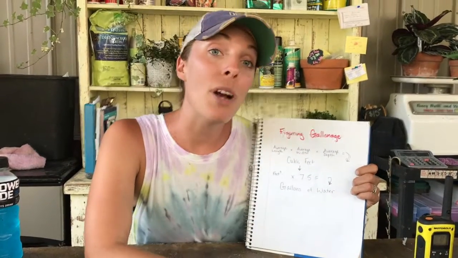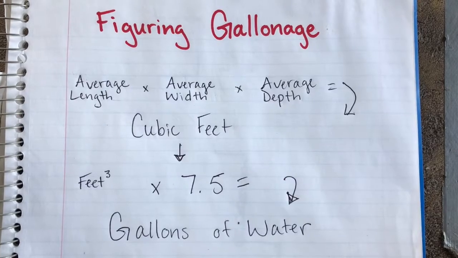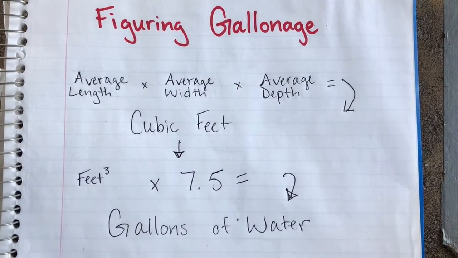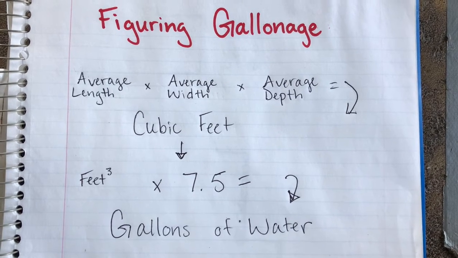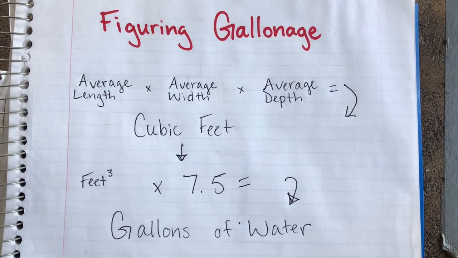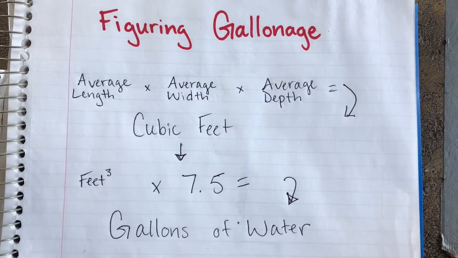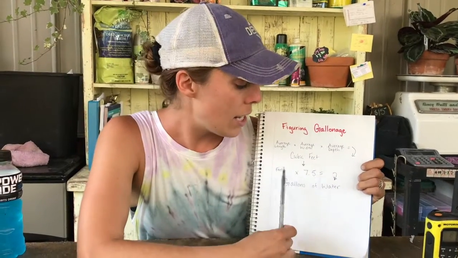Alright, so this is the mathematical equation we're going to be using later on. But I just wanted to show you so you know what you're going to be measuring. You're going to do the average length times the average width times the average depth to get the cubic feet. Then you're going to multiply that by 7.5. This is the water gallonage equation, and that's going to give you gallons of water.